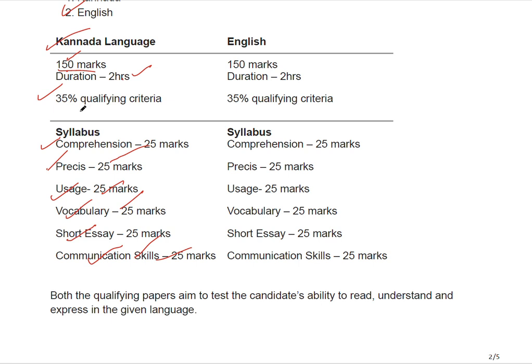So whenever you are preparing for the Kannada language, make sure you score well in all these areas to easily clear the qualifying criteria. Okay, the next paper is English language. Again 150 marks, 2 hour duration, 35% same. Here also they will give you English comprehension, précis, usage, vocab. So all these things will be checked. What they're trying to ensure is that the person who is sitting for this exam has knowledge of these languages.